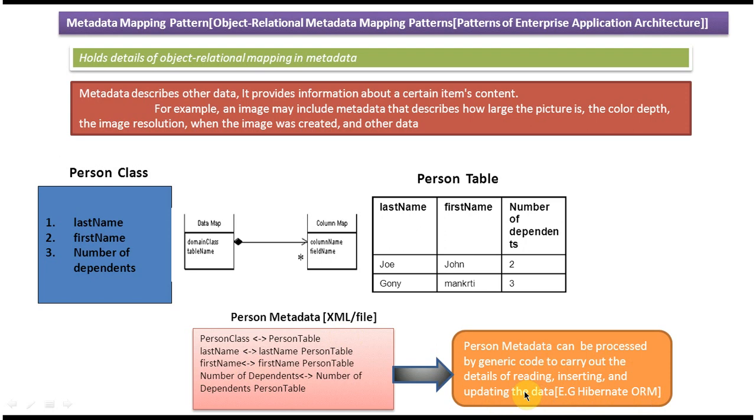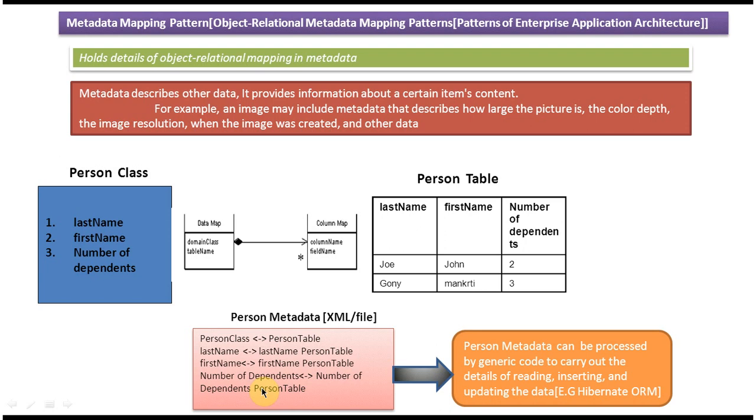So we can write some generic code which can read this person metadata XML file, and that generic code will use this mapping information to perform insert information in the person table, or update information in the person table, or get some information from the person table. So like that the generic code can perform. Okay, and the best example is the Hibernate object relational mapping tool.